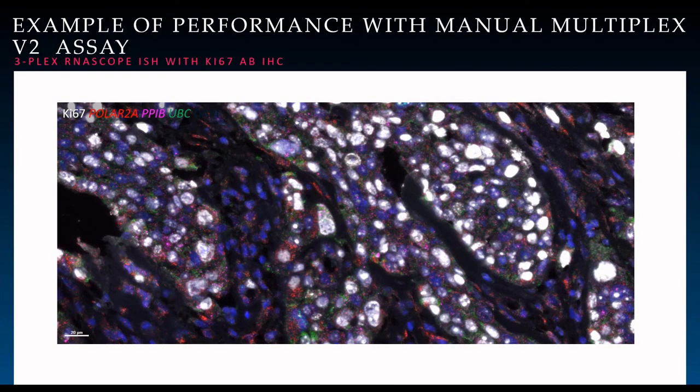Now, this is an example to show you how this is compatible with our V2 multiplex assay. Here we have used our housekeeping probes POLR2A, PPIB, and UBC in combination with Ki67 antibody. And using our new co-detection assays, you can perform multiplex V2 assays as well.